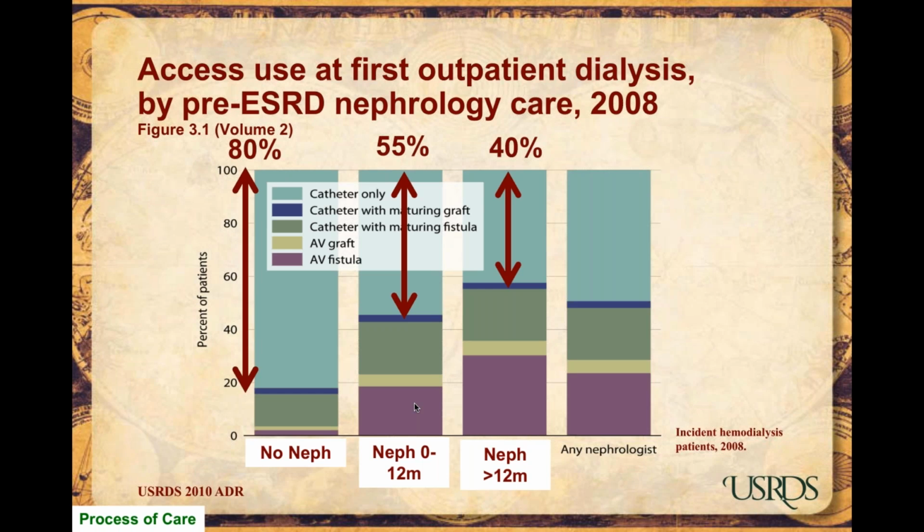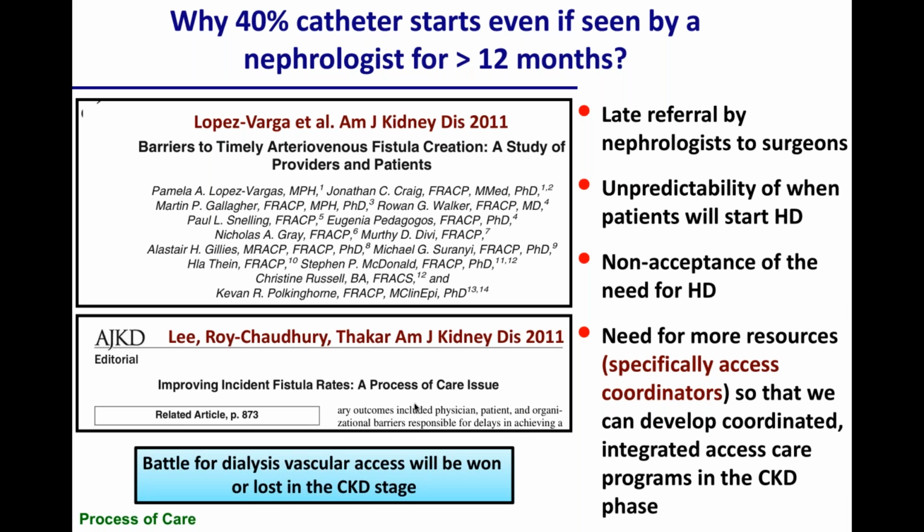On the other hand, you could look at it the way that I look at it and really ask the question: if you've seen a nephrologist for more than 12 months, why are 40% of patients starting with a catheter and not with an arteriovenous fistula? And in fact, this has been looked at by a group in Australia, and they were able to demonstrate that an important reason was the late referral by nephrologists to surgeons of these patients for fistula creation.